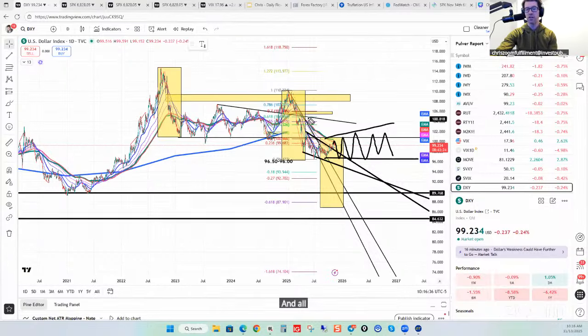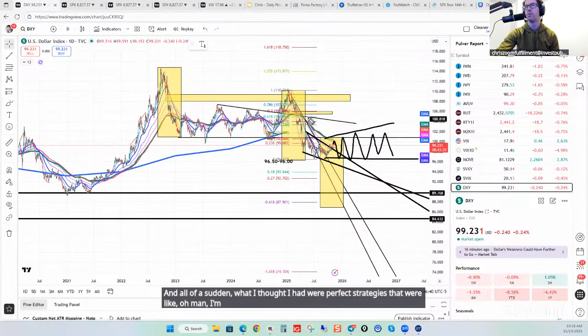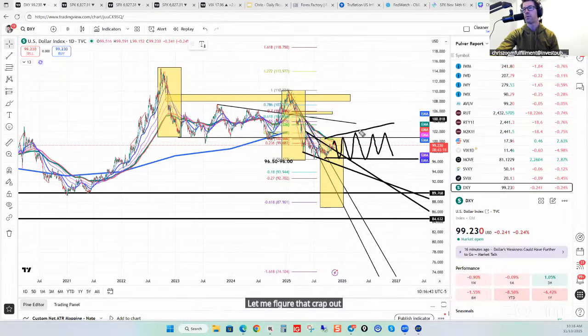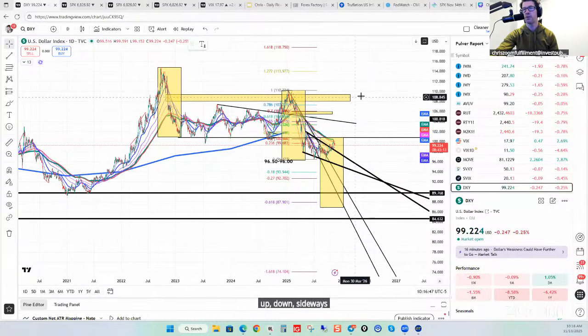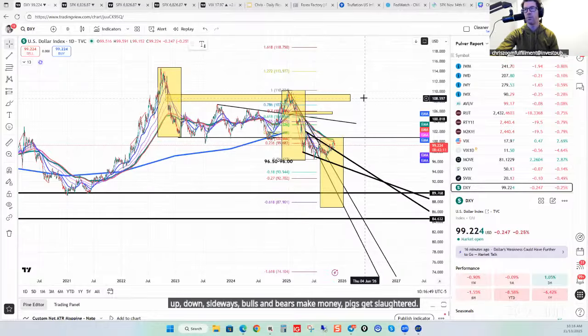And all of a sudden, what I thought were perfect strategies, I'm in a 20% drawdown now. Let me figure that out. So markets change. Up, down, sideways. Bulls and bears make money. Pigs get slaughtered. These are sayings for a reason. They're true.